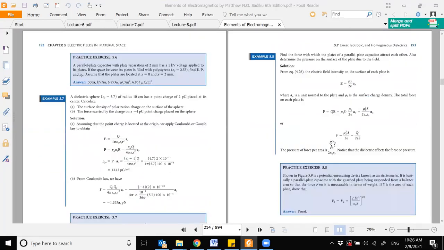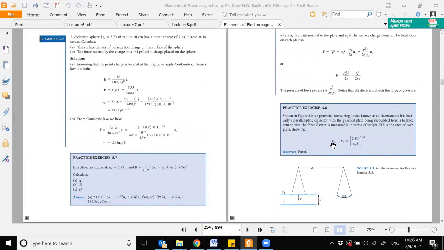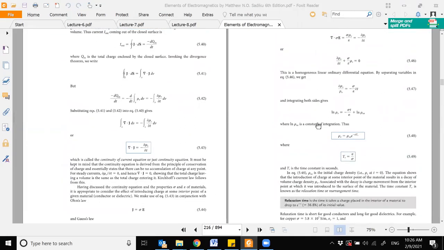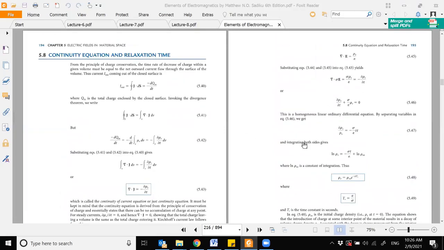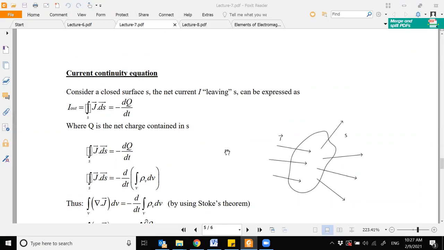And what is this one? Yes, this one, which is called the continuity equation, or it is also called the current continuity equation. So this is a very small topic, and we are not going to derive the complete thing. We are just going to discuss this, because we are going to use this current continuity equation in our subsequent chapters. So what is the current continuity equation?